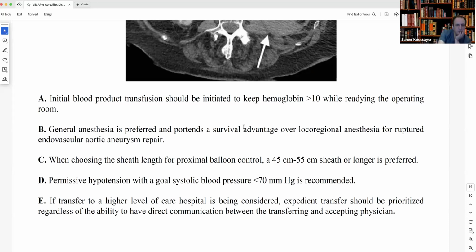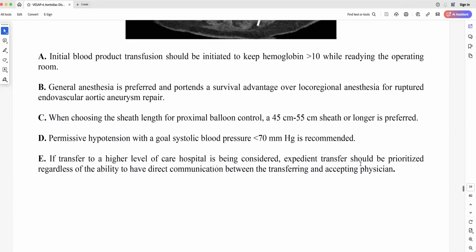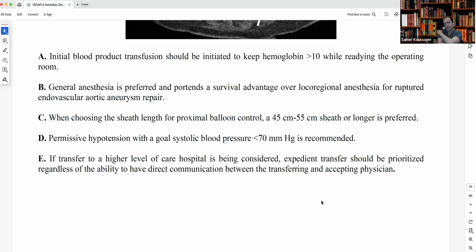Okay. Next one. If transfer to a higher level of care hospital is being considered, expedient transfer should be prioritized regardless of the ability to have direct communication between the transferring and the accepting physician. It's better to inform the accepting physician to prepare the OR room, to prepare the stent. Yeah, that's correct. Yes, of course, you cannot just transfer without communicating because saving life is time.